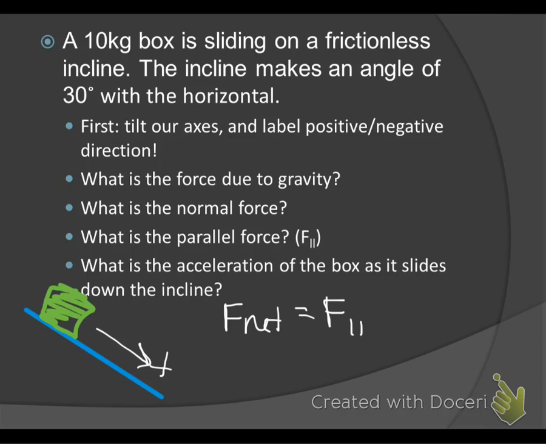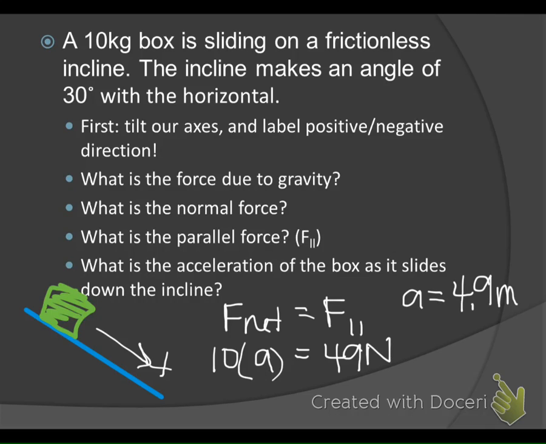Okay, so our F net has to just equal our parallel force. What did we get for our parallel force then? 49 newtons. Okay, we can substitute here F net for mass times acceleration. We know that our mass is 10 kilograms. We divide it out to solve for acceleration, and we get 4.9 meters per second squared.